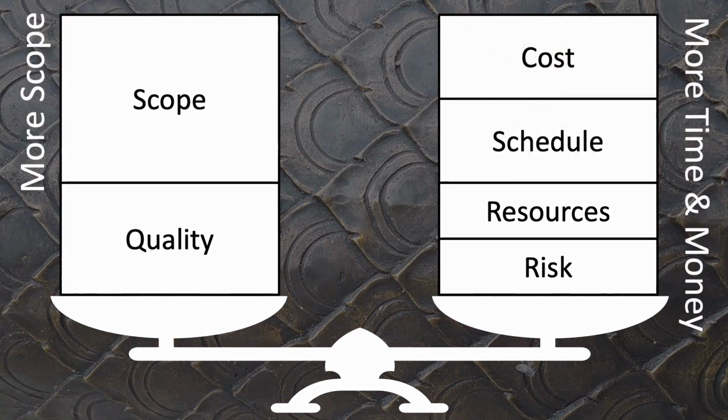Usually the best approach to an increased scope on a project is to increase the cost and schedule appropriately, adding the additional time and money needed so that the resources on the project can maintain a sustainable pace so that quality doesn't suffer and risk isn't increased, at least not by much.